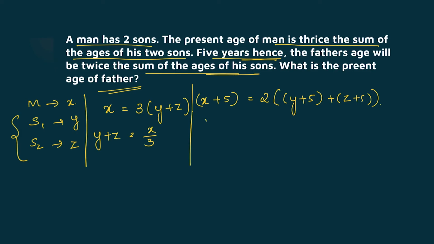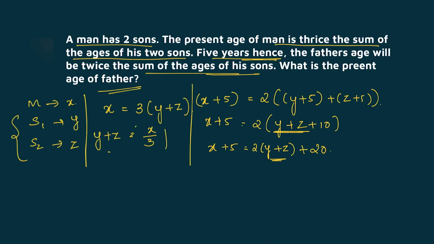Let us solve this equation. x plus 5 is equal to 2 into y plus z plus 10. This can be rewritten as x plus 5 is equal to 2 into y plus z, plus 20. So I am taking y and z as a separate factor. We know that the value of y plus z is equal to x by 3, so I am going to substitute it here. x plus 5 is equal to 2 into x by 3 plus 20.